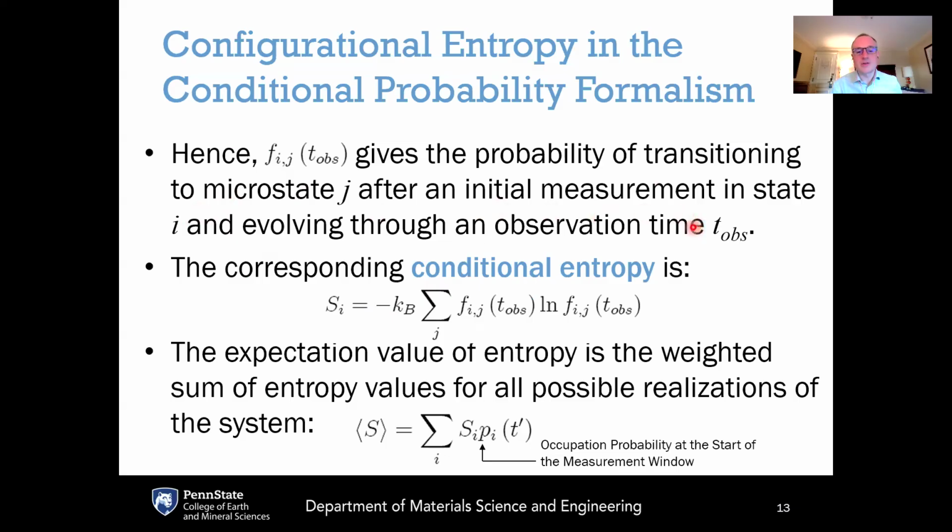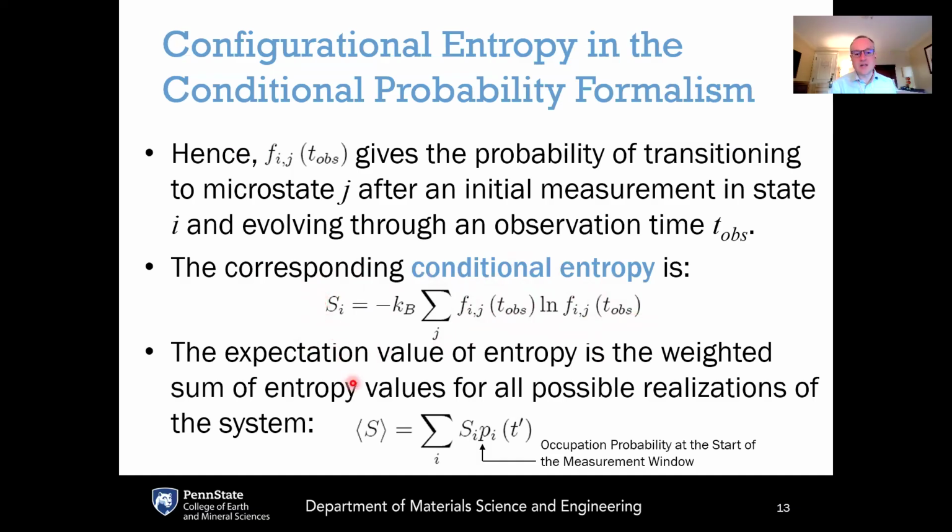With this formulation, we can define a conditional entropy. The conditional entropy, if you have started in microstate I, would be S sub I. This is the entropy for starting in microstate I, and this is just the Gibbs formula using the conditional probability. So it's minus Boltzmann's constant times the summation over all the possible microstates J, using the conditional probabilities Fij for that observation time, times the logarithm of those conditional probabilities. And this gets you the conditional entropy if you started in microstate I.